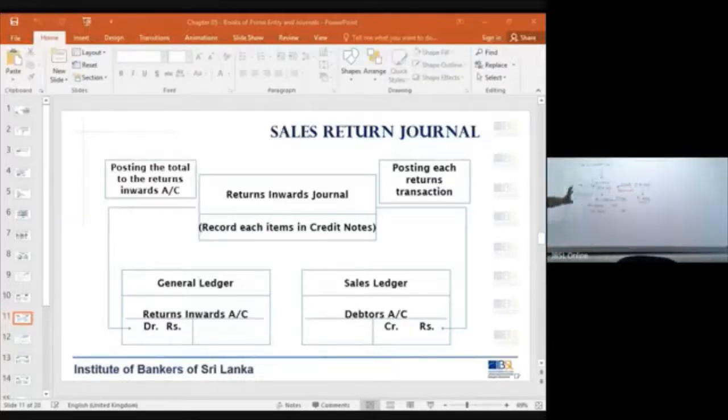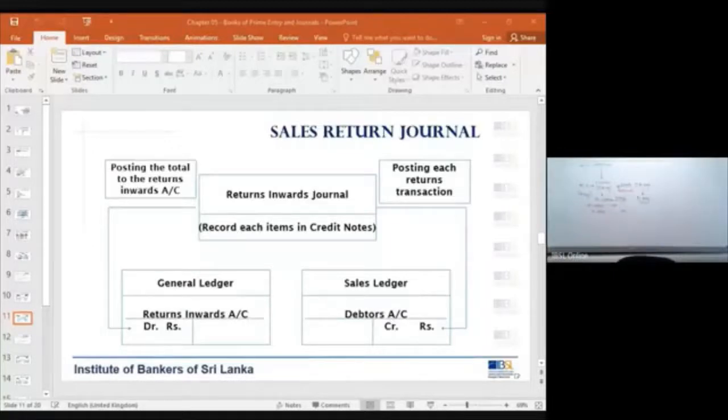Initially, when you did the sale, your debtors amount increased by 1005 and your sales also increased by 1005. But when the return happened, your earlier transactions of debtors and sales should come down by this amount. So this will come down by 450 and this also should come down by 450.